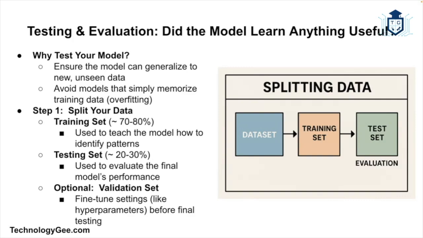Well, the first thing you're going to do is what is called splitting your data. Most machine learning workflows involve splitting your data set into a training set, usually about 70 to 80% of the data, and this is used for training the model. Then the other 20 to 30% is called the testing set, and this is used for evaluating performance. Sometimes there's also a validation set, and this is used to fine-tune settings before the final test.